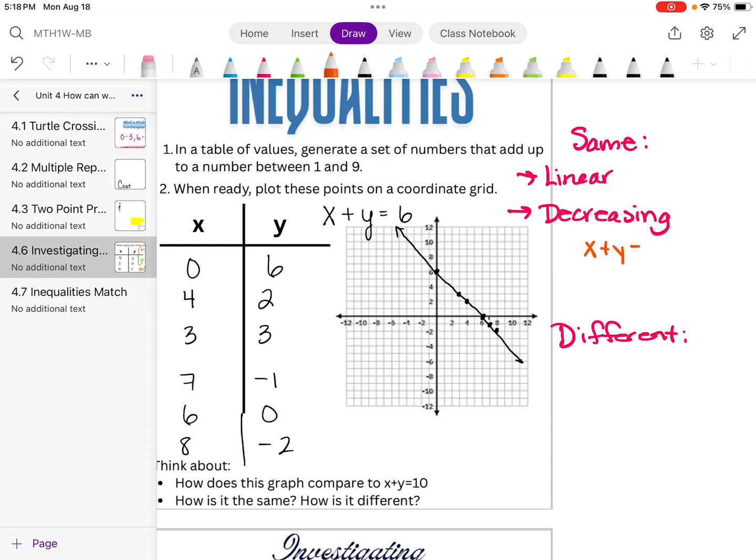This equation we haven't worked too much with in the past, but I'm going to try to get the y by itself on this side of the equation. So to do that, I'm going to take away x from both sides of the equation. So I end up with y is equal to negative x plus 6. If I look here, my rate of change is negative 1. So that's saying that I have a decreasing relationship.